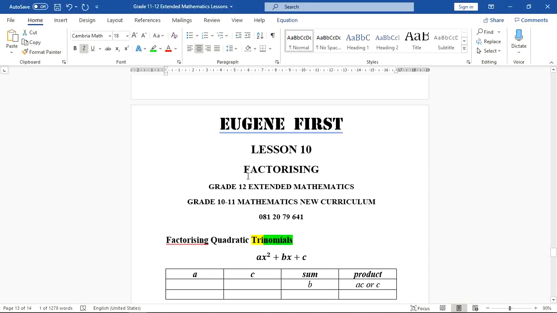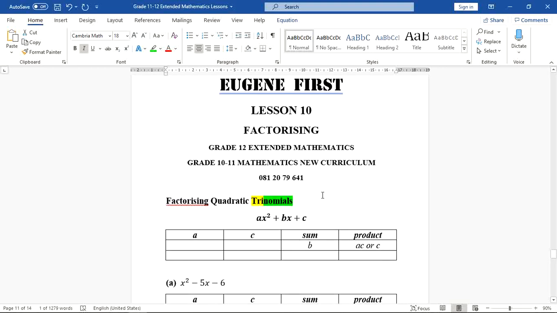Alright, so this is the last video on factorizing. This video is suitable for the grade 12 extended mathematics and grade 10 to 11 mathematics new curriculum. So we are looking at factorizing quadratic trinomials. So remember the polynomial, so this one is a trinomial. So it's a polynomial with 3 terms. So tri means 3 and nomials the terms.